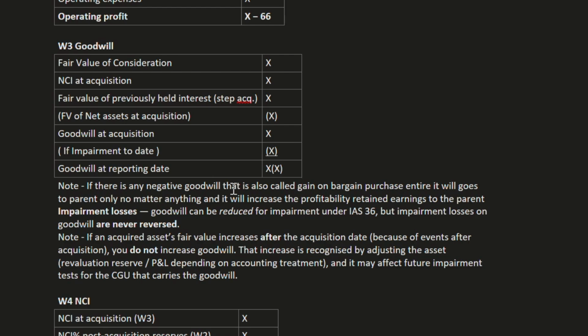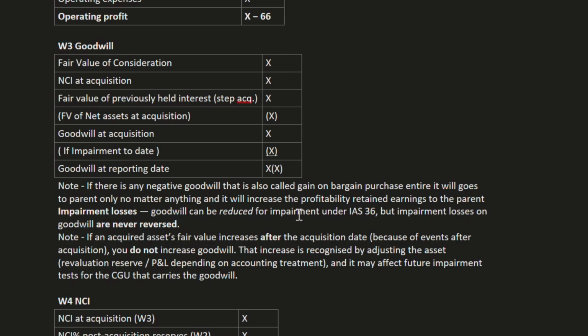Note, if there is any negative goodwill, that is called gain on bargain purchase, entire it will go to parent only, no matter anything, and it will increase the profitability retained earning to the parent. Impairment loss. Goodwill can be reduced for impairment under IAS 36, but impairment loss on the goodwill are never reversed.